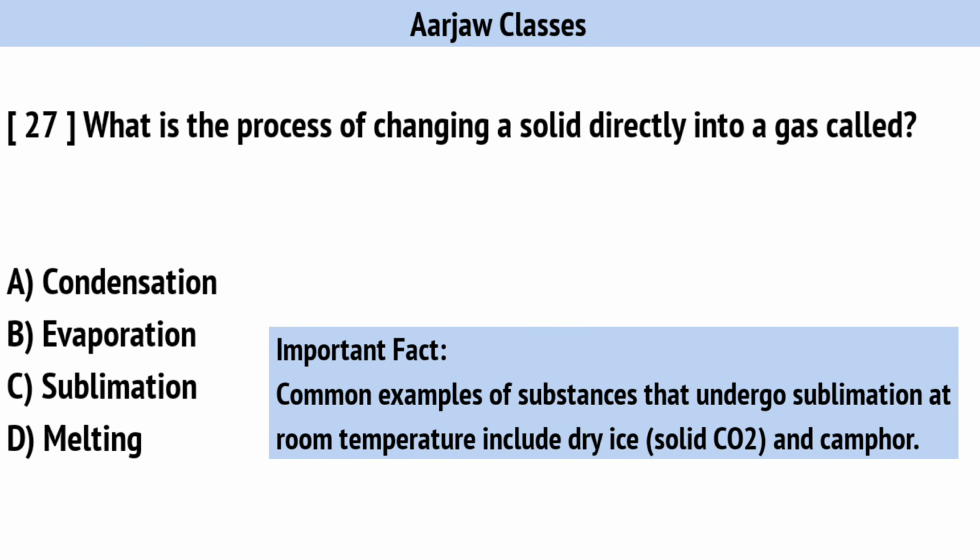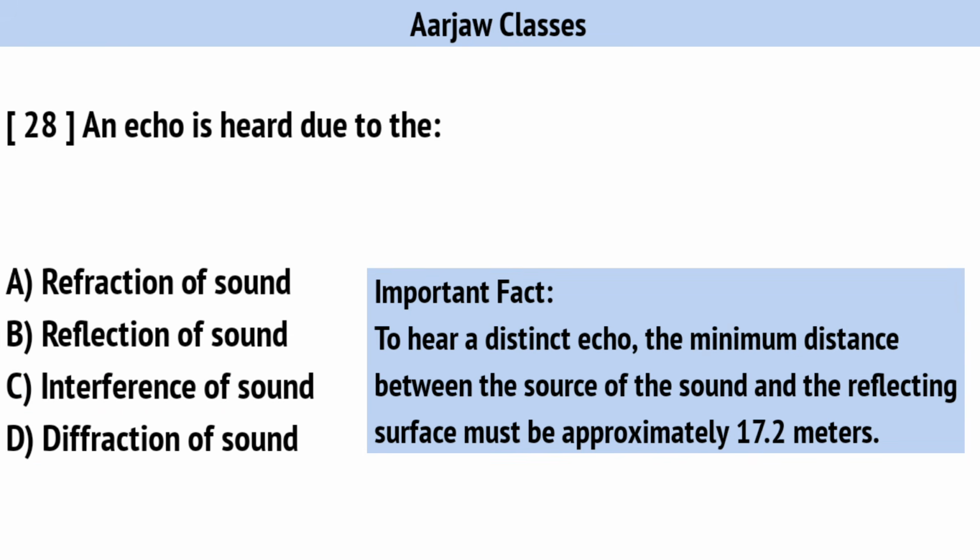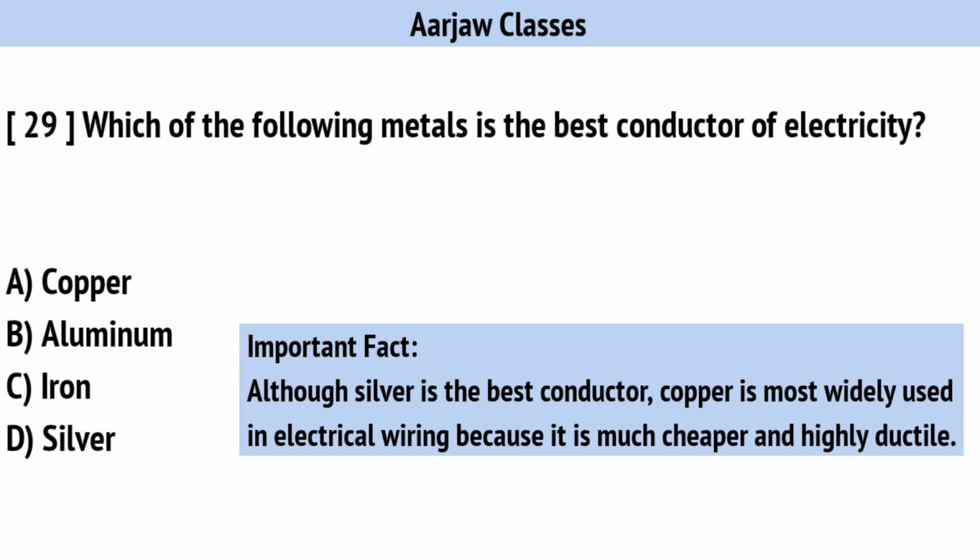What is the process of changing a solid directly into a gas called? Correct option is C, sublimation. An echo is heard due to the? Correct option is B, reflection of sound. Which of the following metals is the best conductor of electricity? Correct option is D, silver.